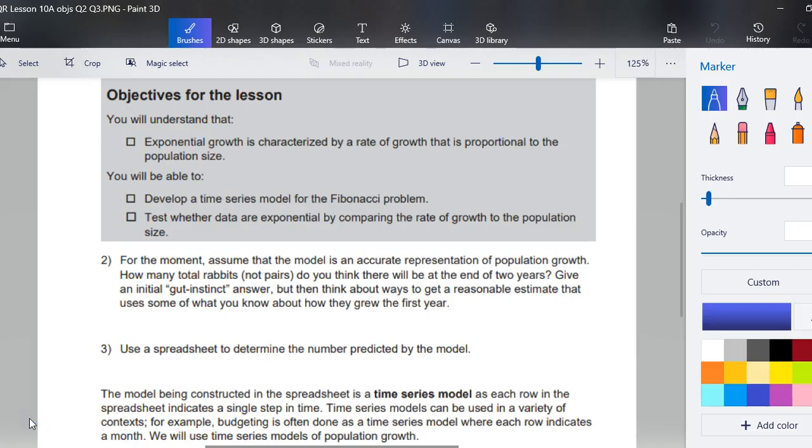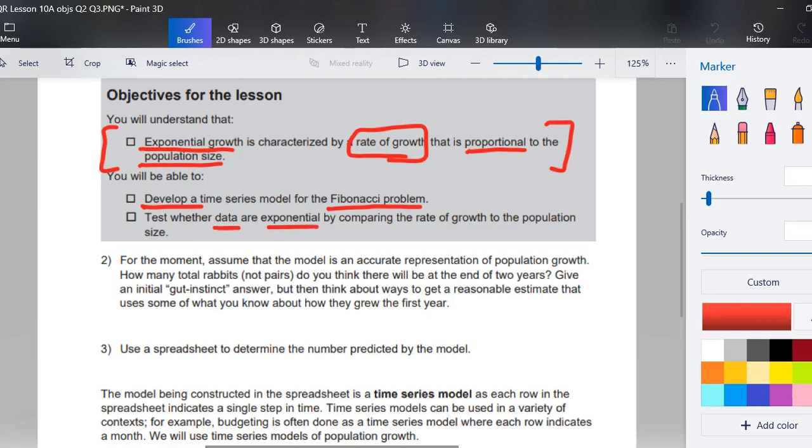So the objectives for this lesson are that you're going to understand exponential growth, that it's characterized by a rate of growth, something to add to your vocabulary, that is proportional to the population size. Definitely add all of this to your vocabulary, flashcards, Google Doc, whatever you've got going on. We're going to be able to develop a time series model for the Fibonacci problem, and we're going to test whether the data are exponential by comparing the rate of growth to the population size.